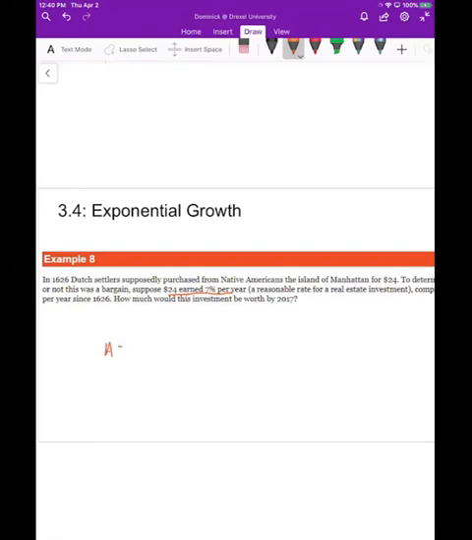Again, A is what we're after. We're using the formula A equals P times (1 plus R). Now this is compound interest, so it's raised to the T. We're starting with $24, so not a lot, of course. And R is equal to 0.07 because it's 7%. And now T, the number of years, I have to figure out what 2017 minus 1626 is.